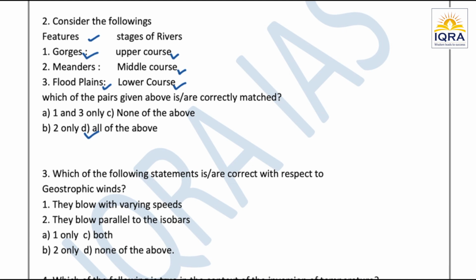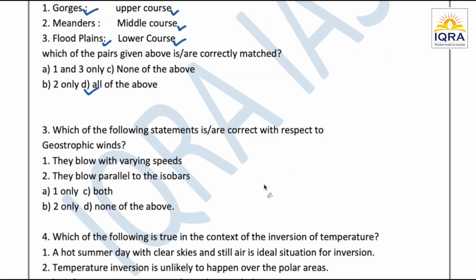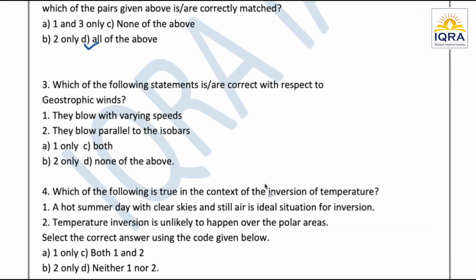Moving on to the next question. Question number 3. Which of the following statements is or are correct with respect to geostrophic winds? To understand this, we must know the concept behind the geostrophic winds. So, geostrophic wind, in simple words, results from the exact balance between the Coriolis force and the pressure gradient force, right? And that is why this condition is also called geostrophic equilibrium. And these winds are directed parallel to the isobars. Isobars are the lines of constant pressure at a given height.